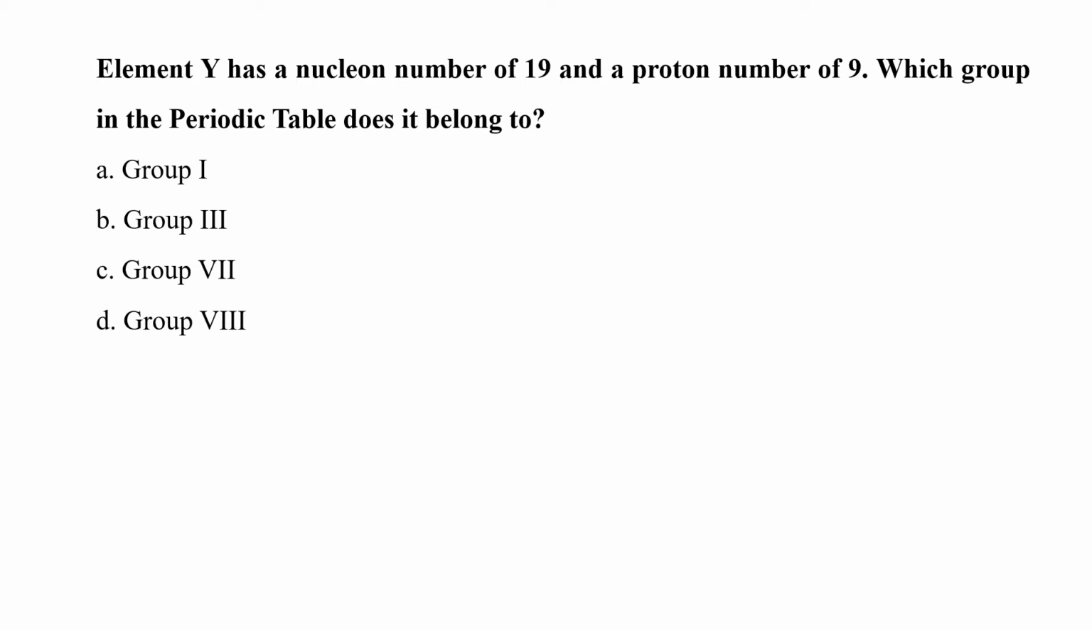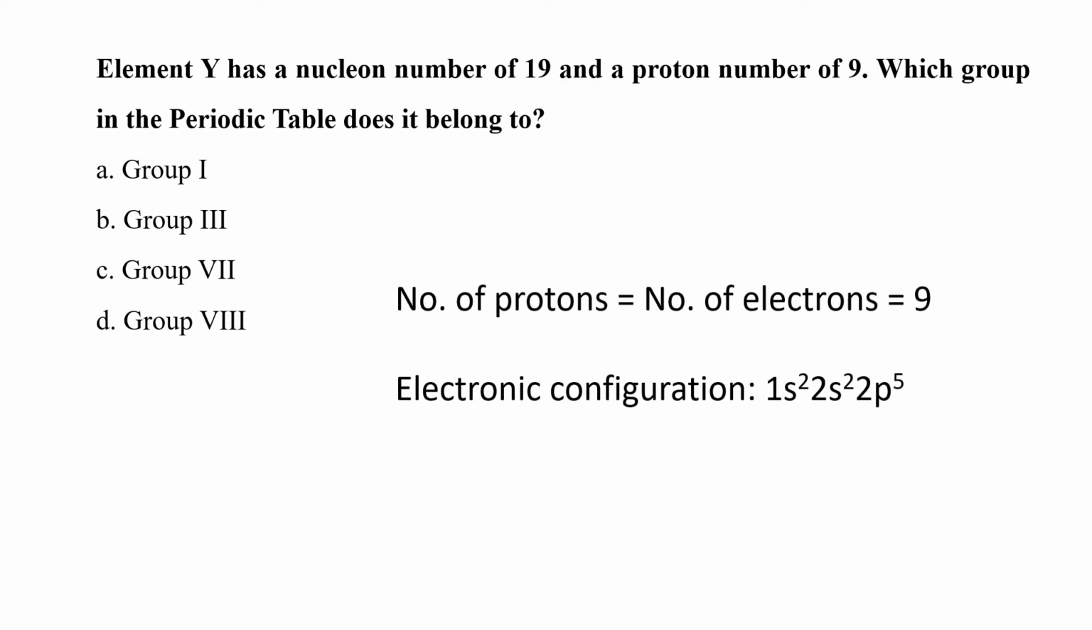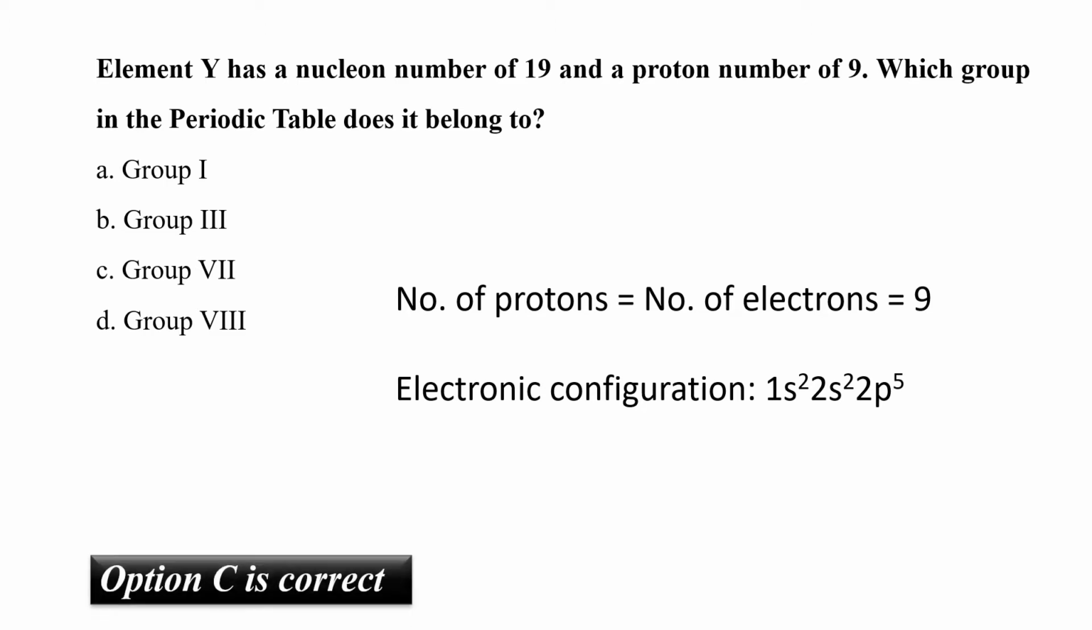The number of protons in the element Y are 9. So the number of electrons is also 9. So the electronic configuration is 1s2, 2s2 and 2p5. So the last shell, that is the second shell, has 7 electrons. So the number of electrons in the outermost shell of the element in a group is the same as the group number. Therefore, correct answer is option C.